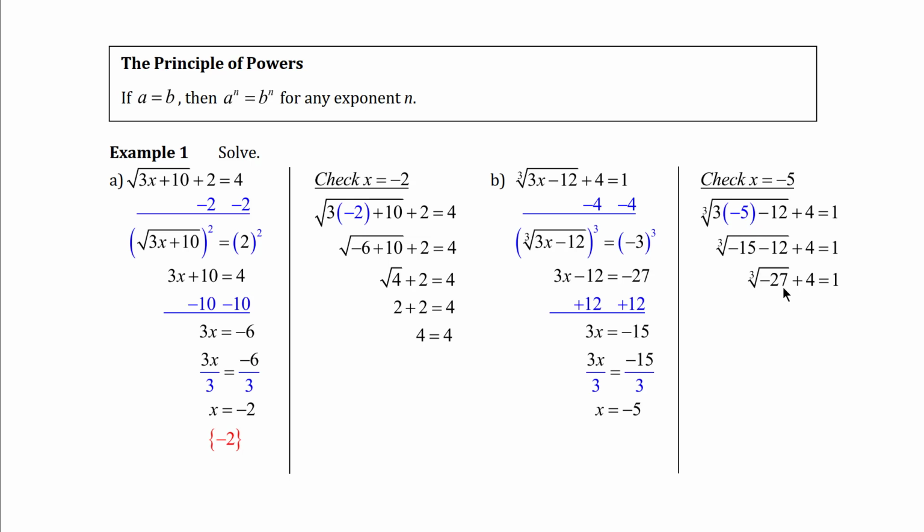Taking the cube root of negative 27, we get negative 3, and then we bring down the plus 4 equals 1. Next, we add negative 3 and 4, which is 1, and we have 1 equals 1. So the equation is true, and this means that negative 5 is a solution to the equation. So we write our final answer in set notation. So I have a set of curly brackets with negative 5 on the inside.